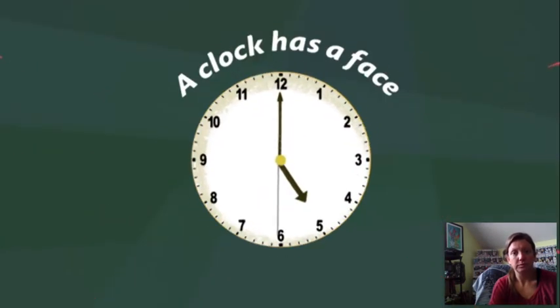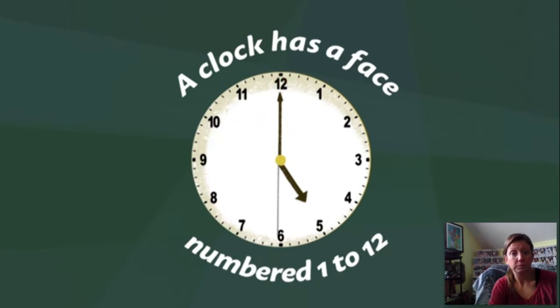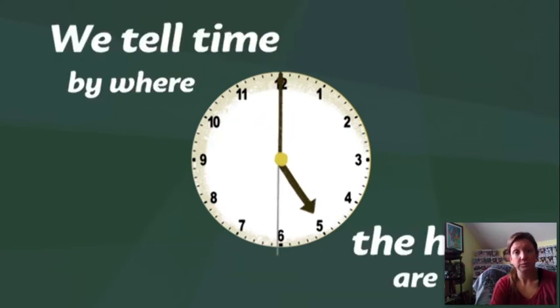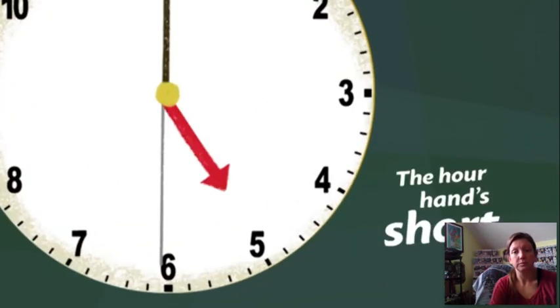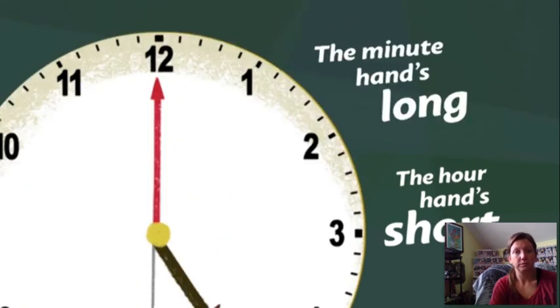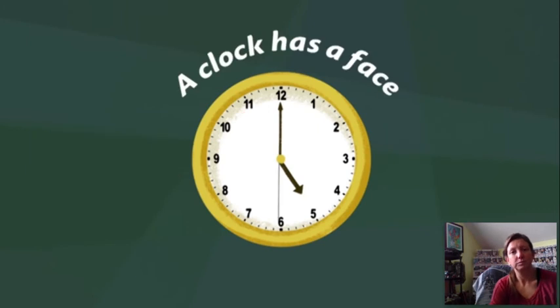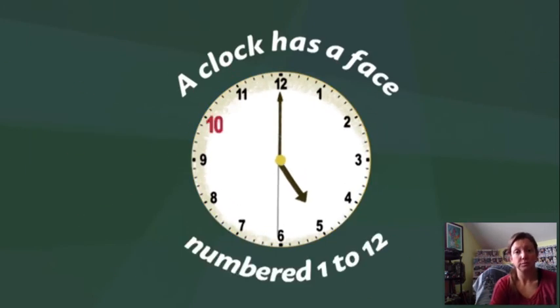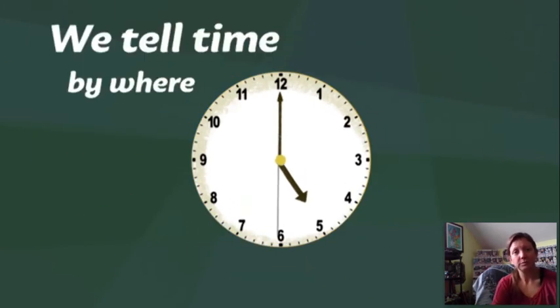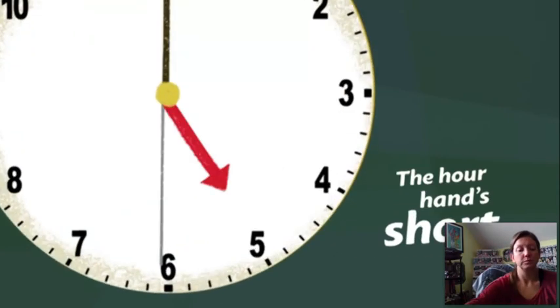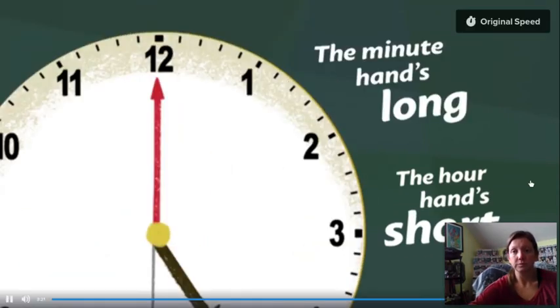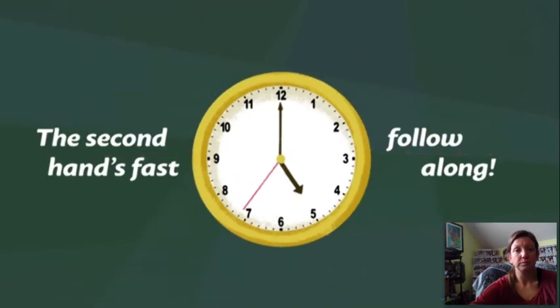A clock has a face numbered 1 to 12. We tell time by where the hands are held. The hour hand's short, the minute hand's long. The second hand's fast, follow along. Come on.